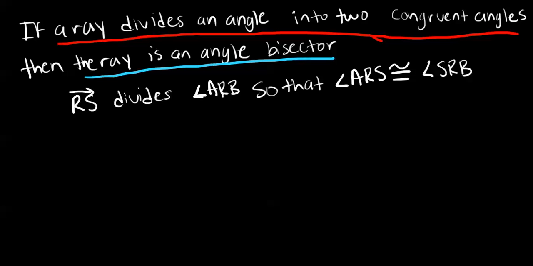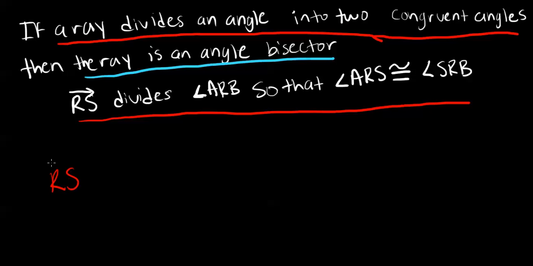And we can see that they are connected to each other. So the second statement matches the hypothesis of the given conditional. By the law of detachment, you can make a conclusion, and the conclusion would be ray RS is an angle bisector. So we were able to make that conclusion using the law of detachment. Because P is true, Q is true.